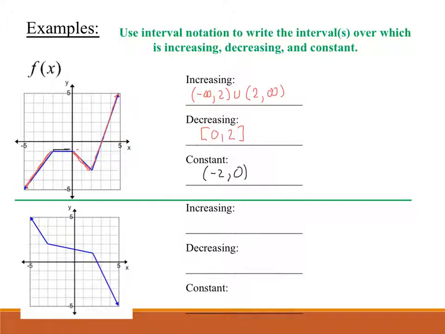Okay, I'd like you to pause and see if you can do the next function graphically. So in this case, I look at this whole function and we see that it is decreasing. As x is increasing, y is decreasing. So in this case, we don't have anything that's increasing. We have everything decreasing. Always, really, in this case. And constant is none.